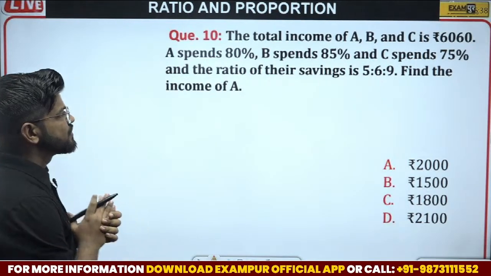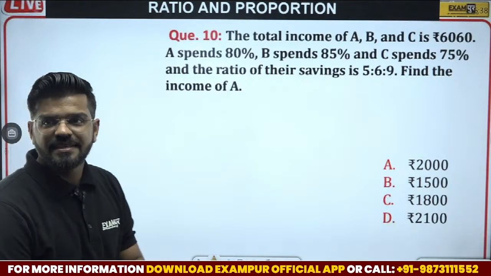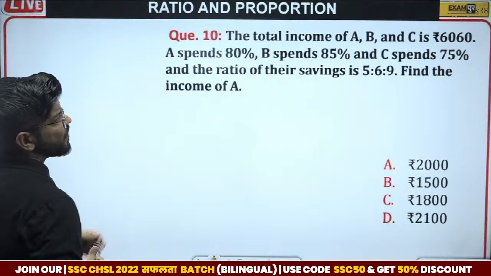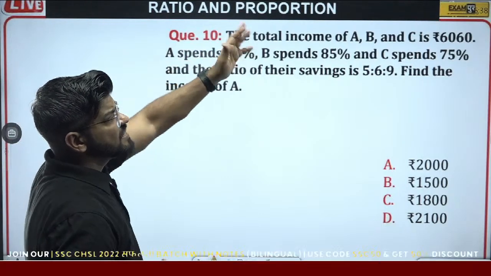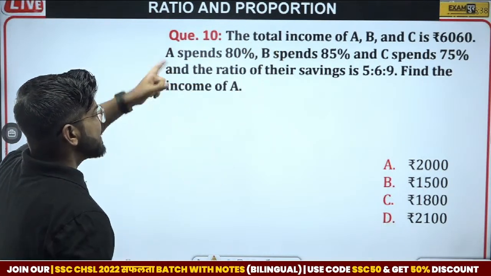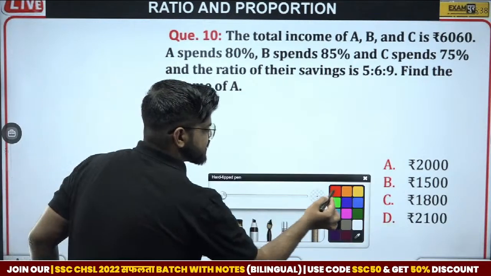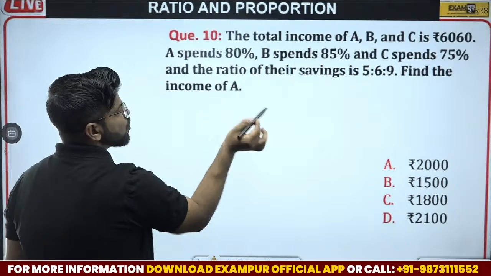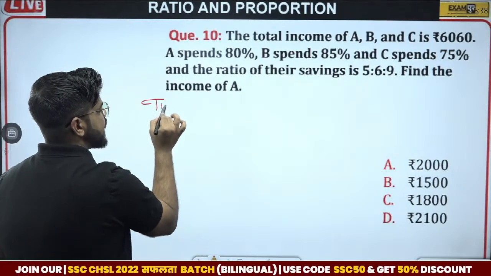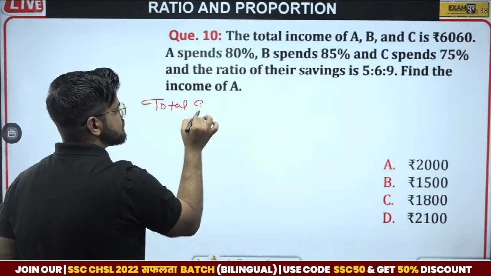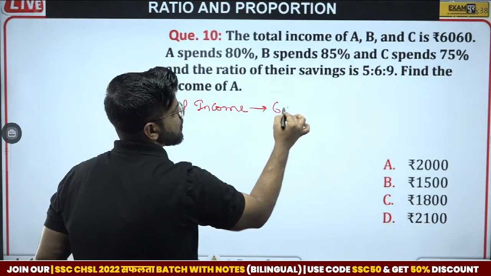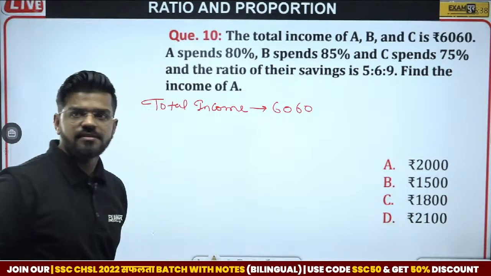Very good. So we have another question. Question number 10 is here. Just give me the answer of this question. The total income of A, B and C is 6060. A spends, so it is a very good question. Let's solve together. So we have total income, what is this? It is 6060 rupees.